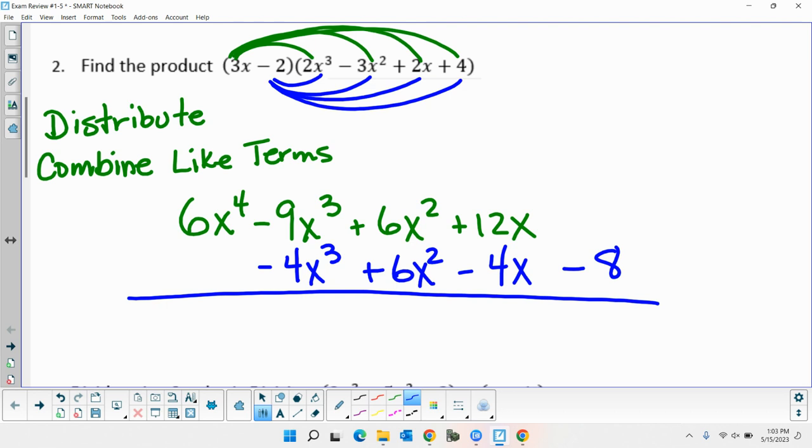Okay. Distribute twice, right? Distribute the 3x. Distribute the -2. Now we're going to combine like terms. You guys with me so far? Is that what you did, hopefully?